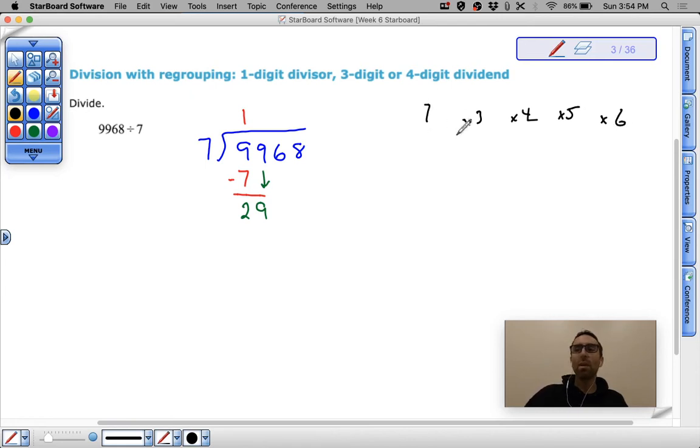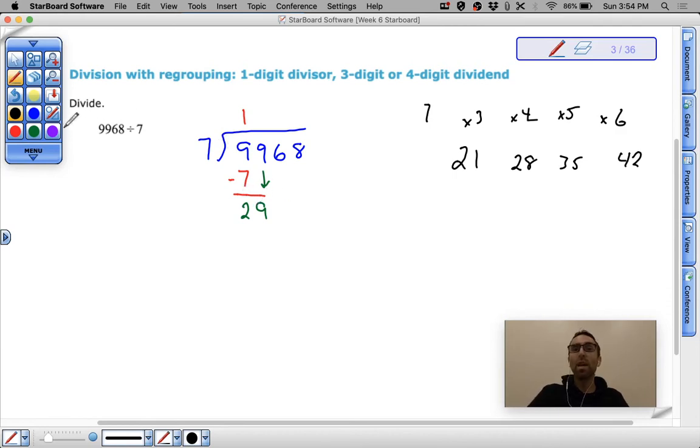So I have 7 times 3, and I would get 21. If I have 7 times 4, I would get 28. If I have 7 times 5, I have 35. 7 times 6, I get an answer of 42. And I can keep going on, so that way if I need to remember my 7 times tables, they're right there for me. So going back here, I have 29.